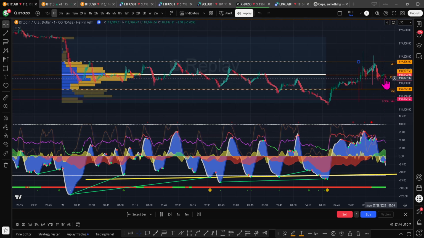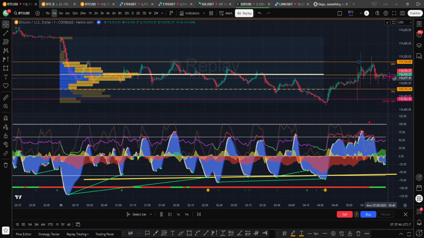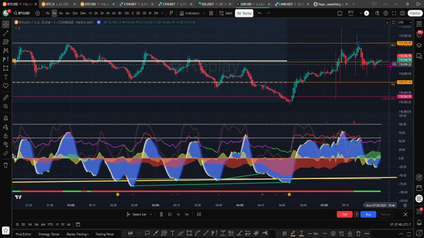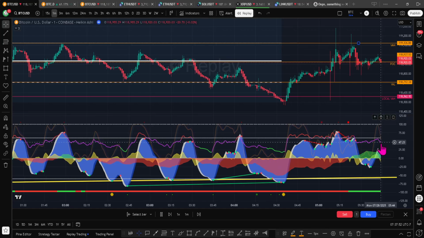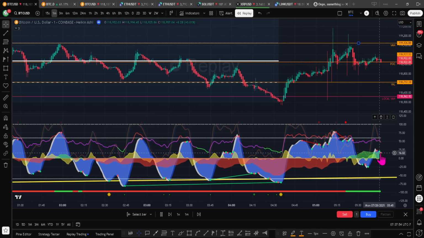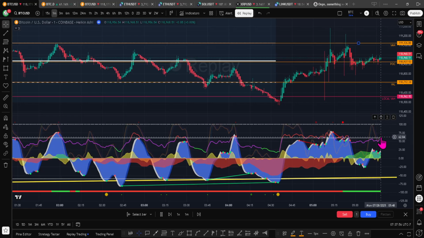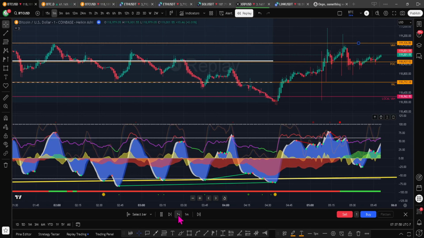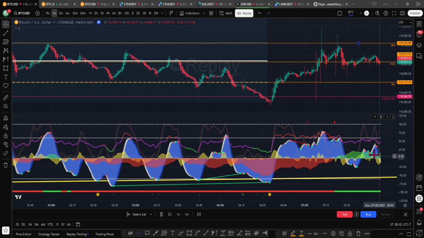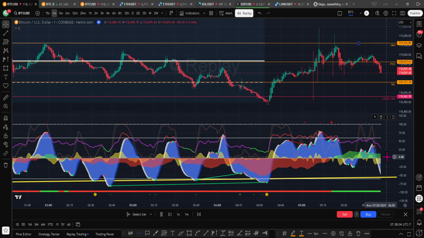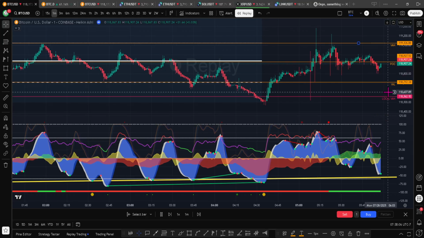Okay. We retested point of control again, and now we're struggling with point of control, and we're probably going to come down again, right? Money flow is slowly coming down. We're getting mixed signals. We're probably going to come down. Ultimately, I believe we do. Okay, money flow is coming out. Money flow is a very important indicator as to where we're going with price action.